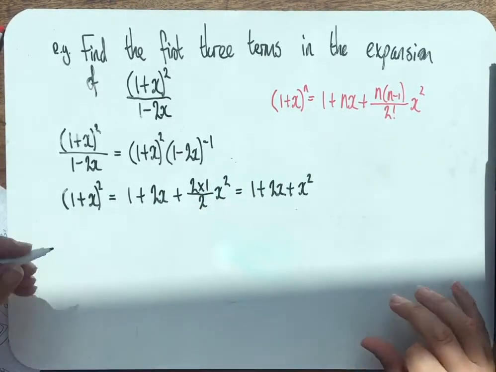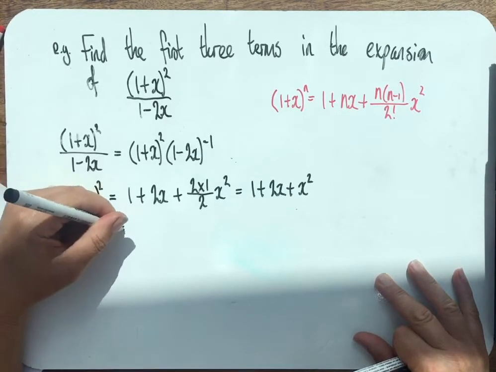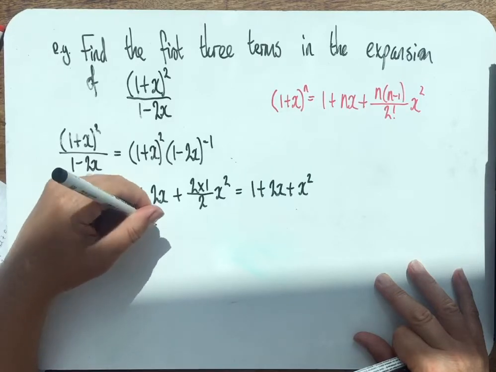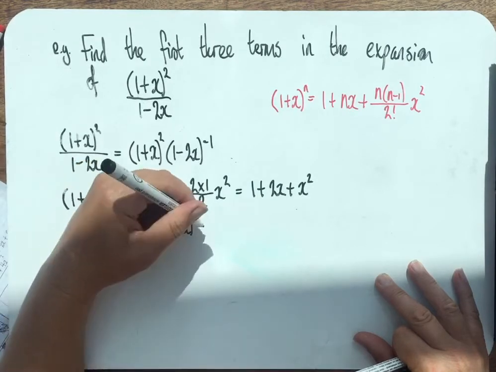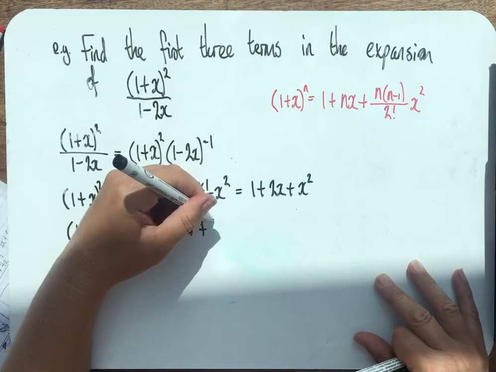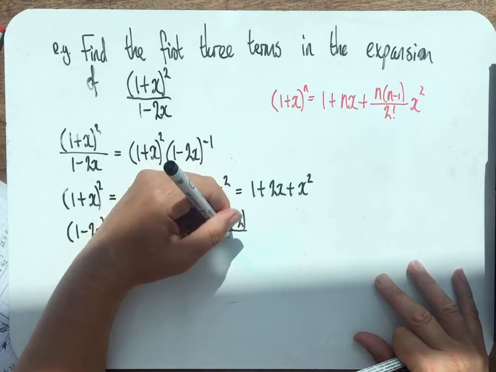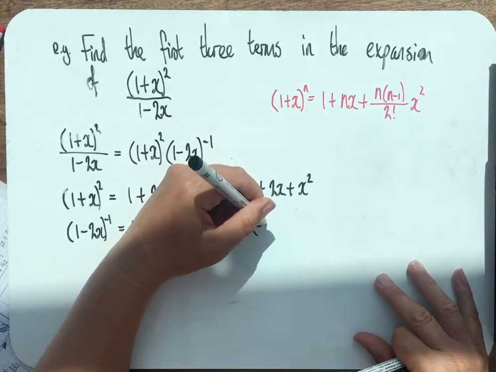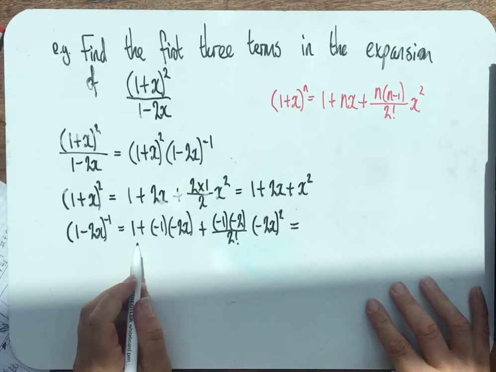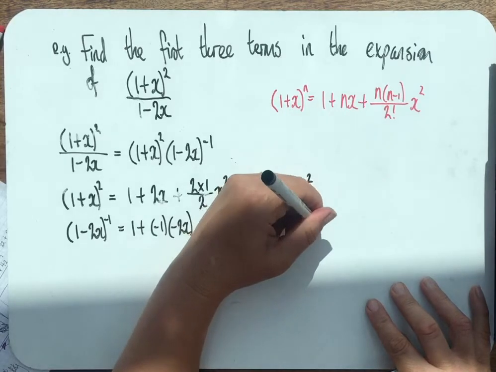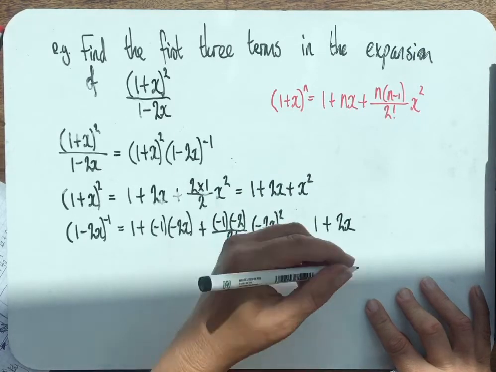(1 - 2x) to the power minus 1. So now my n is minus 1 and my x is minus 2x. So n minus 1, times x, which is minus 2x. And that gives me 1 plus 2x plus, they were going to cancel off, 4x squared.